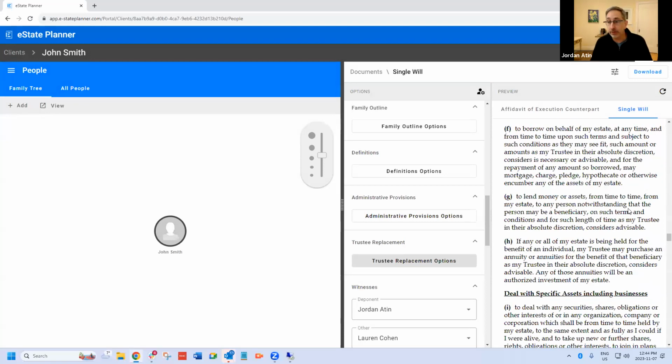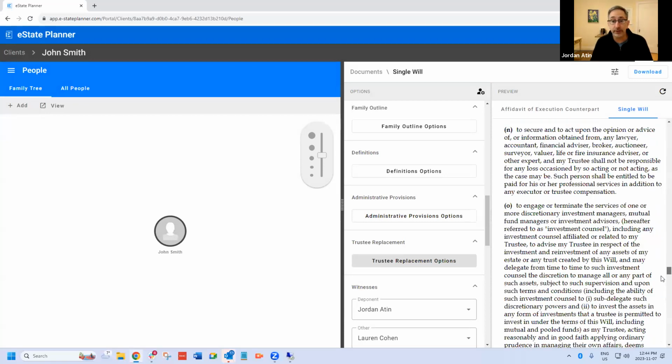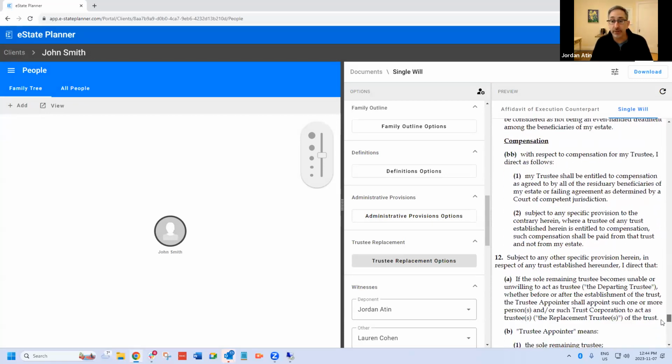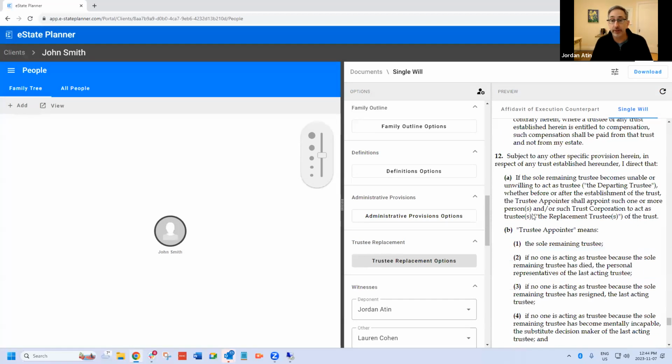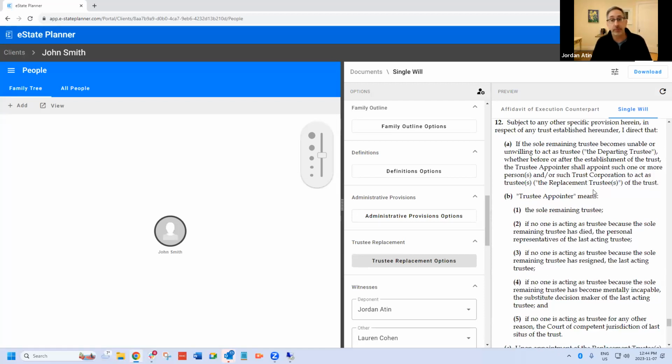And when do we use it? It's usually when there's a trust involved, because it's not really for executors, it's really for trusts. And so when there is a trust, that's when I would probably include it, to allow the final trustee to appoint a replacement.